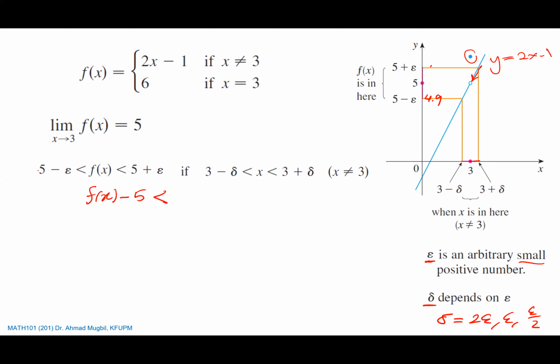You will have f of x minus 5 less than epsilon and greater than negative epsilon. Am I right? Just look here. What we did, we just subtracted 5 from the three sides of this inequality.